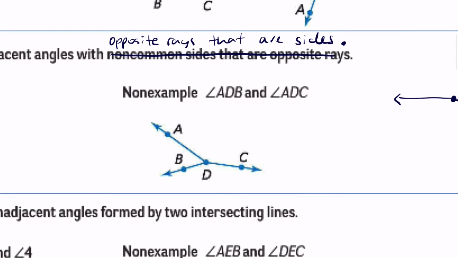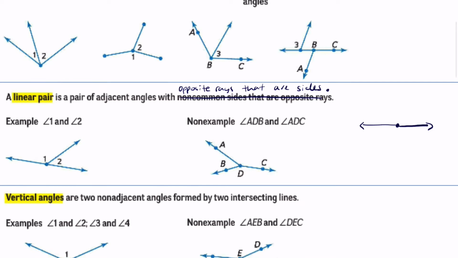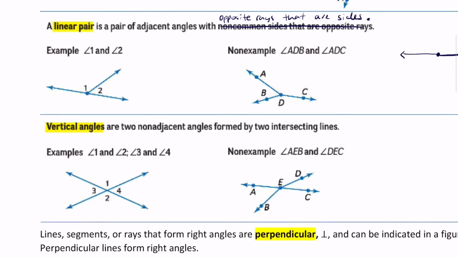A non-example is angle ADB. Here's angle A to D to B, and here's angle ADC. And yes, they share a common side, but these are not opposite rays. So you're like, okay, that's not it. Maybe that's adjacent angles, but it does not fit the description of a linear pair.